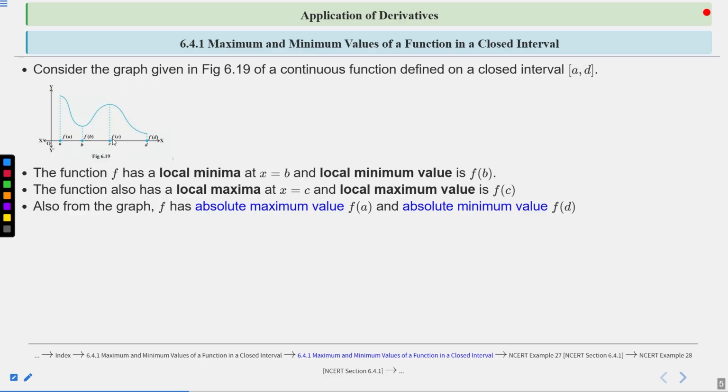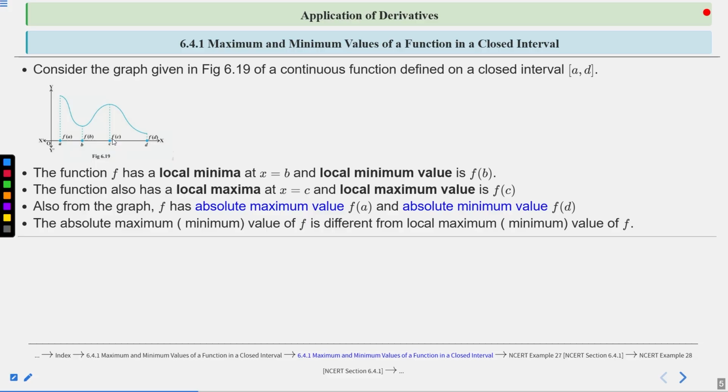Also from the graph, f has absolute maximum value f(a) and absolute minimum value f(d), right? From the graph, we can say that function f has absolute maximum value f(a) and absolute minimum value f(d). The absolute maximum or minimum value of f is different from the local maximum or minimum value of f, okay? Hope it's clear to all.